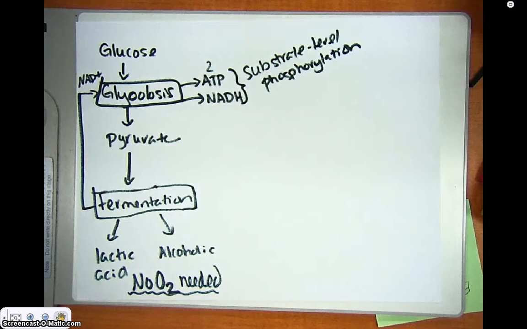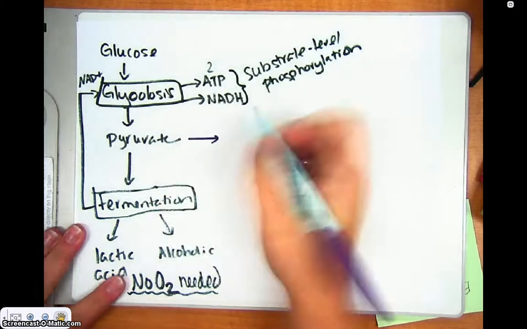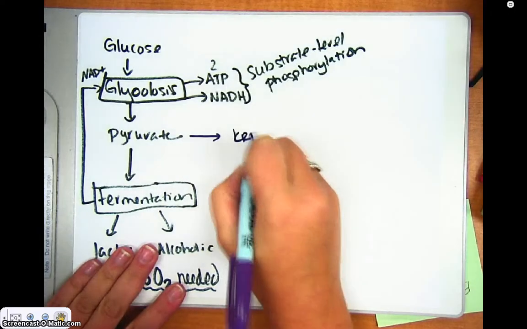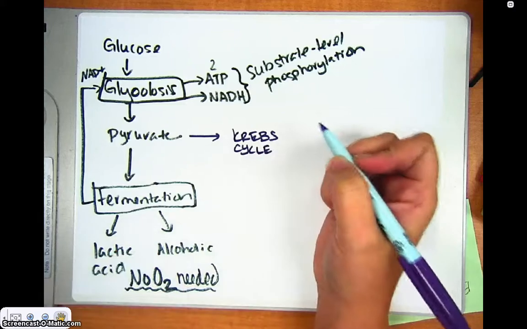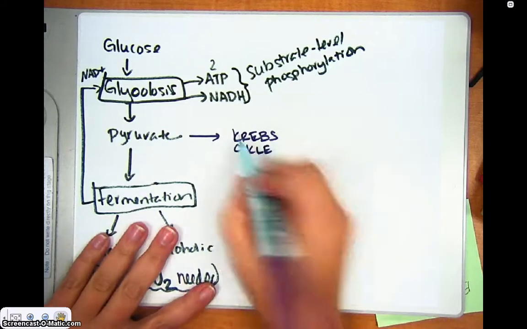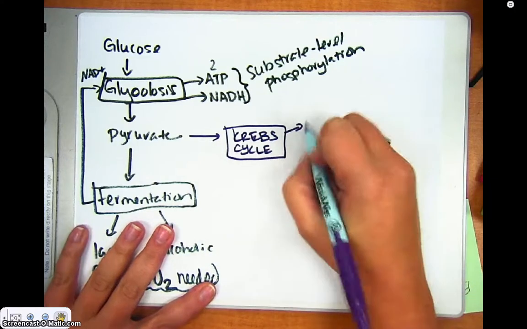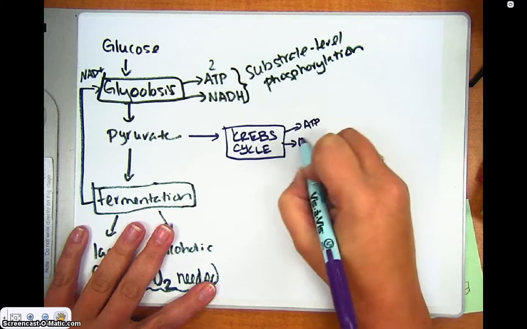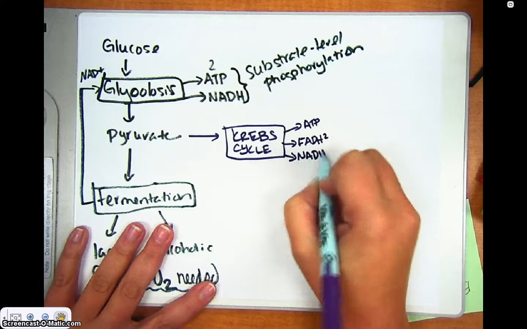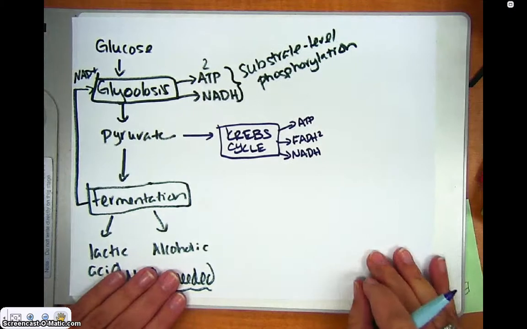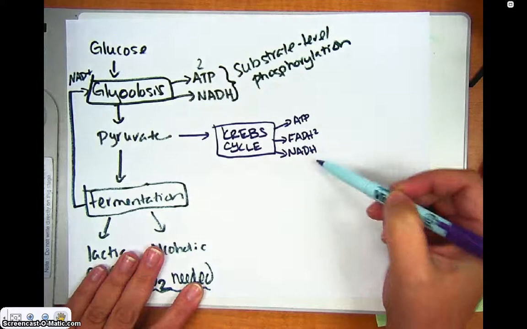Okay? Now, let's say you are an organism that wants to use oxygen. So this pyruvate then is going to undergo the Krebs cycle. And when the Krebs cycle happens, we get a few more things that come out of it. We get a little bit more ATP, we get FADH2, and we get some more NADHs. Okay? Now, what happens with these things that have H's on them? So we've got NADH and we have FADH.